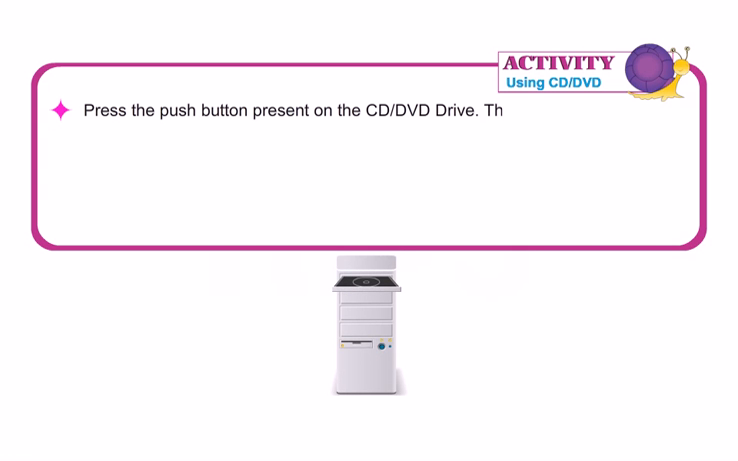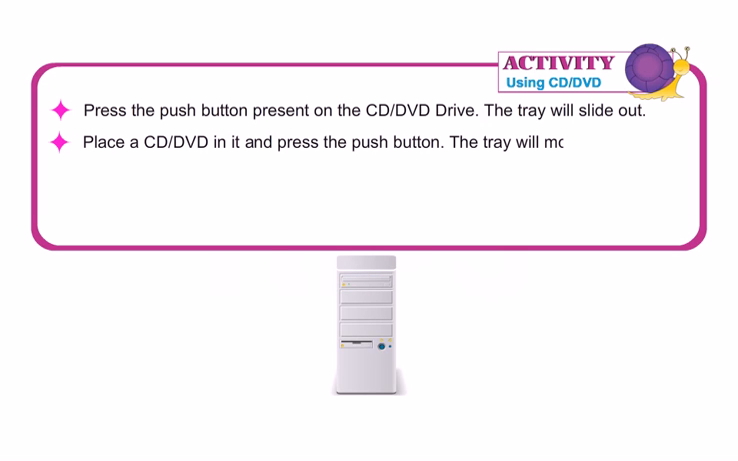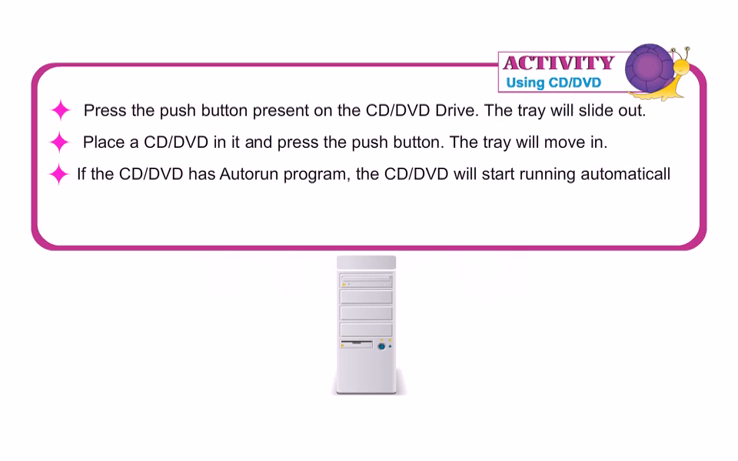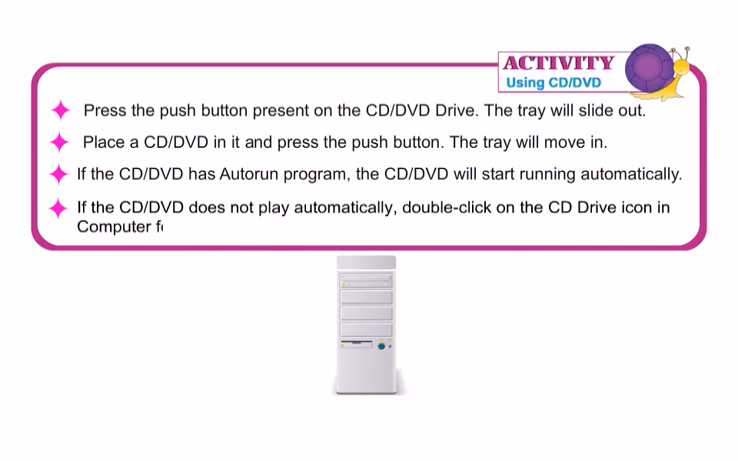Alright, let us do an activity using CD or DVD. Press the push button present on the CD or DVD drive. The tray will slide out. Place a CD or DVD in it and press the push button. The tray will move in. If the CD or DVD has auto-run program, the CD or DVD will start running automatically. If the CD or DVD does not play automatically, double-click on the CD drive icon in Computer folder. It will display its contents. To open any file, just double-click on it.